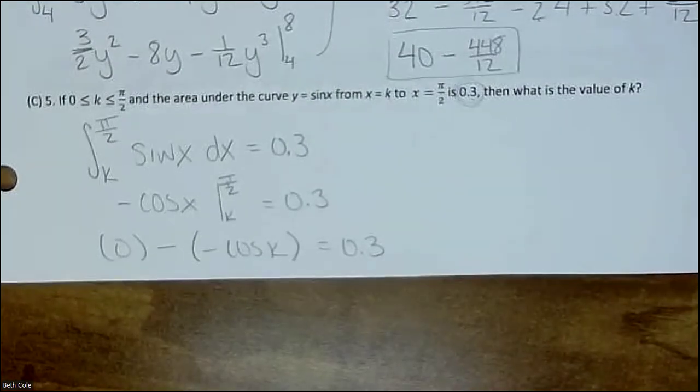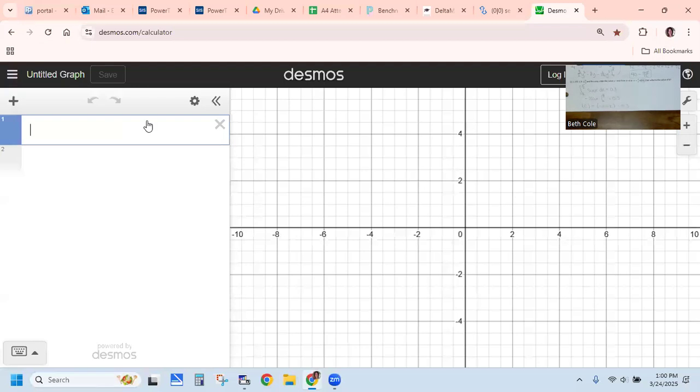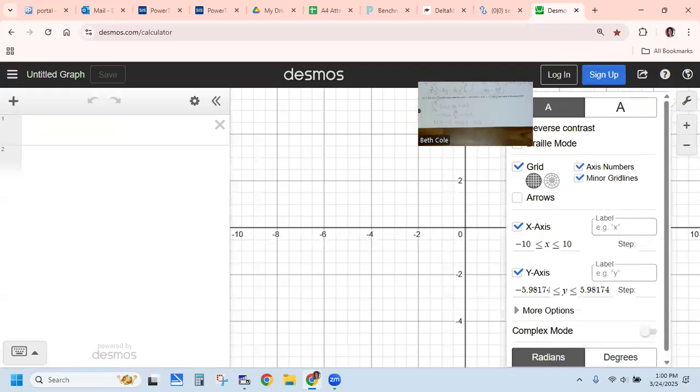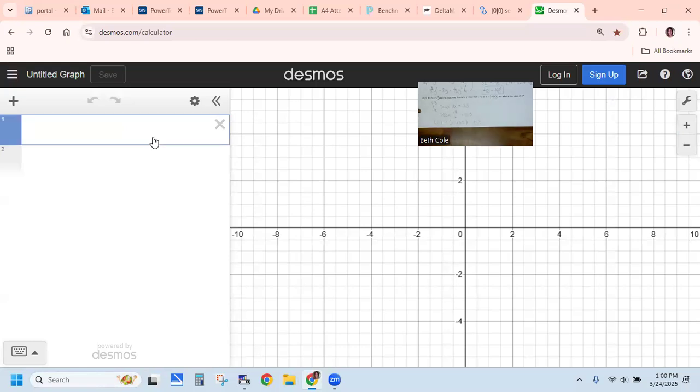Here's where I'm going to pull up the calculator. First of all, what happens to those negatives? Yeah, they cancel. So I want cosine K equals 0.3. So let me share my screen. I need to be in radians. Let me just double check. Radians is the default, but I just always check. Okay, radian, because it'll be wrong if it's degrees.